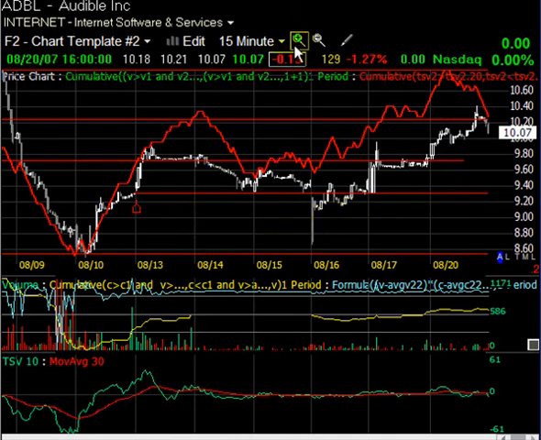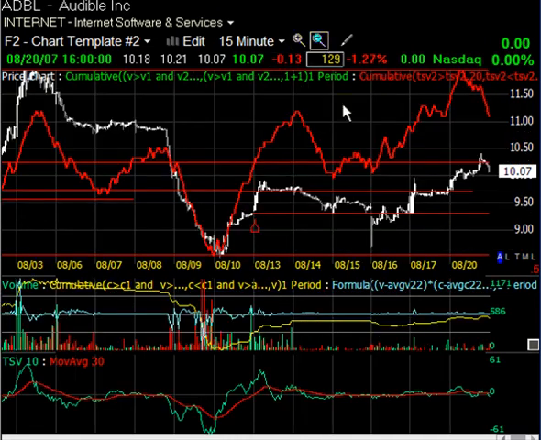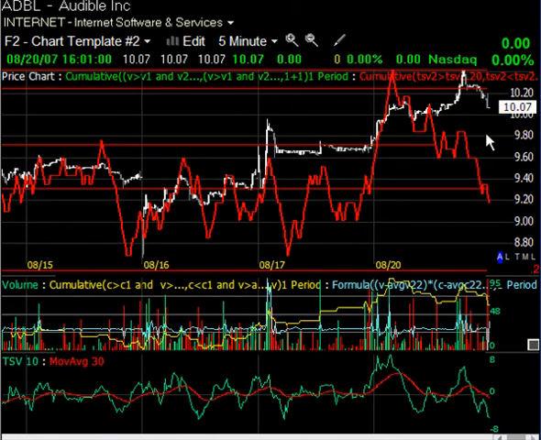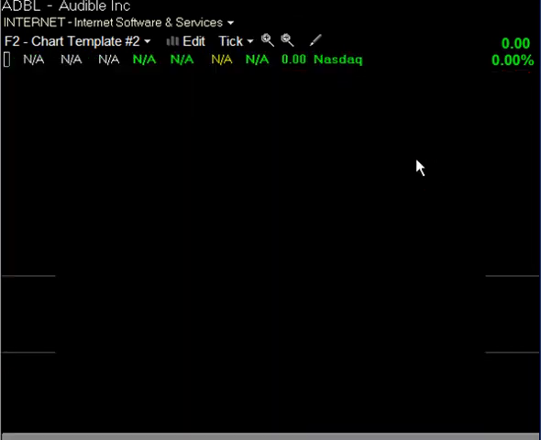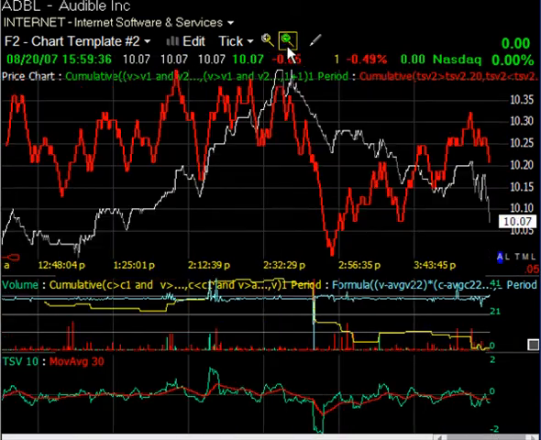We don't need that. And basically what we're seeing here on the 15-minute chart is a pretty good trend is in place here, but you can see that distribution again today. On a 5-minute chart, you can see that distribution very clearly. Let's go to a tick chart and see what happens there. And on the tick chart, we're actually seeing a little bit of accumulation.